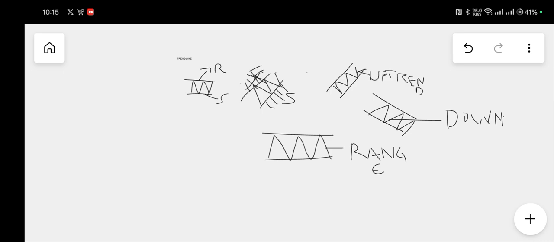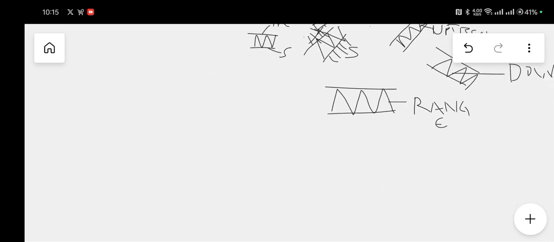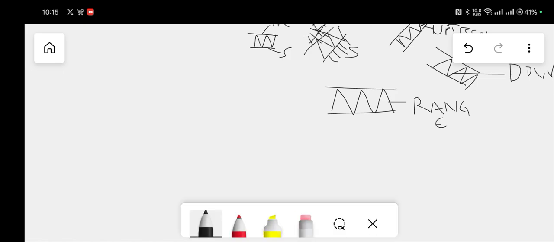And moving on, they said dynamic support or resistance. That is, a trend line acts as a support or a resistance. It acts as a moving support in an uptrend or resistance in a downtrend. I already know what an uptrend is. This is a perfect example of it. I already showed us what an uptrend market is now.